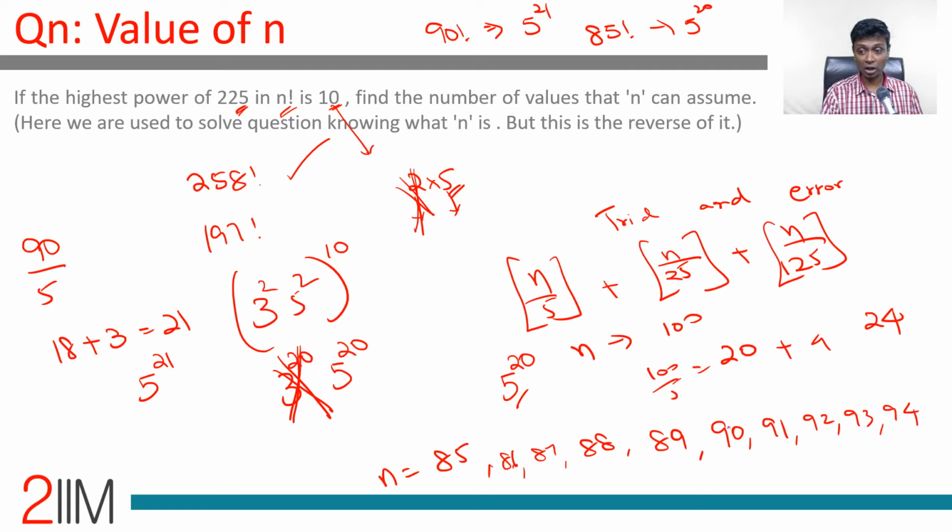These will also work because the moment we go to 90, we get to 5 power 21, but 5 power 21 is not the same as 225 power 11.